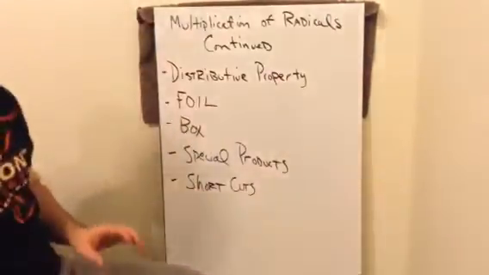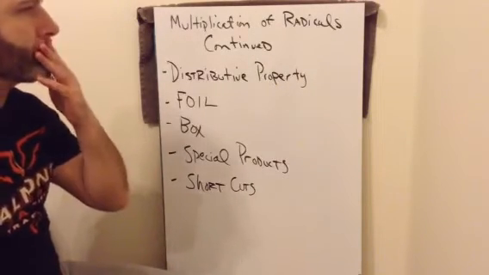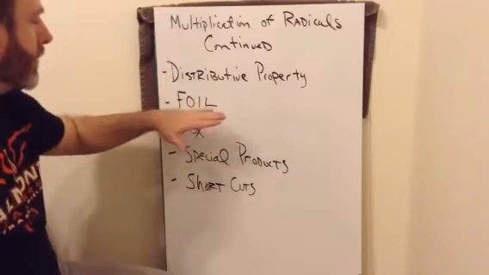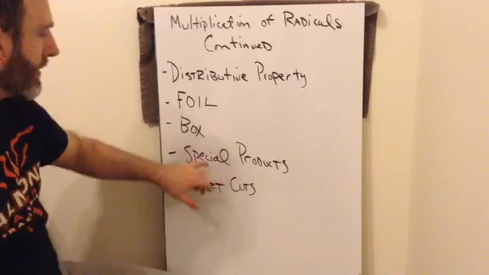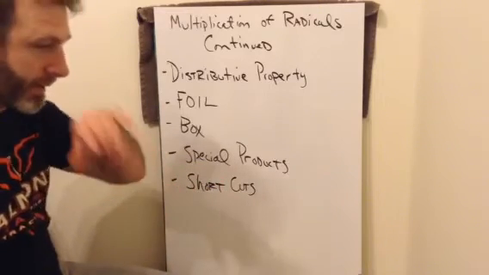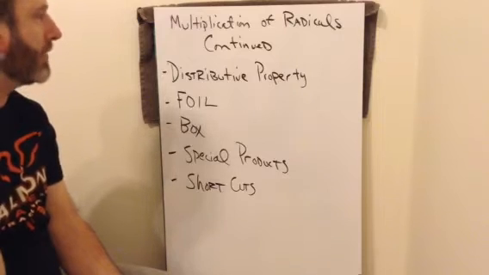We are going to be continuing multiplication of radicals. We'll have the distributive property, FOIL, a representative box method. We've shown that a couple times. We'll get into special products, and then there's shortcuts that we can take depending on what type we have.